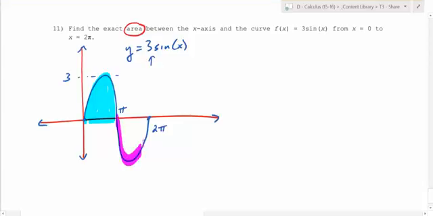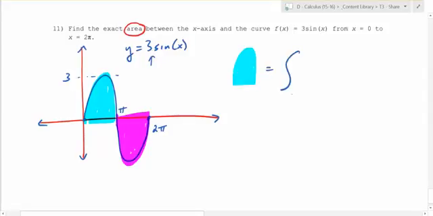Below, correct? You see that, everybody? Okay, so what's the first one right here? If we want to do the area of this first one, what's that going to be? That's going to be the integral from what to what? 0 to pi of 3 sine x dx. Do you agree with that?